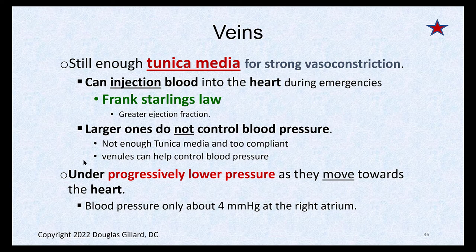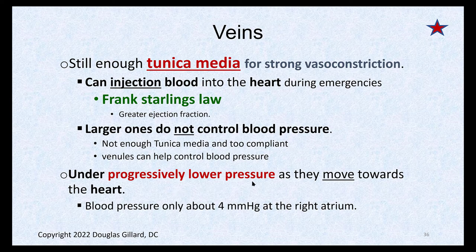Okay, the large ones, like the vena cava, they don't control blood pressure. They have tunica media, but it can contract only a little bit, and they don't have a lot of capacitance either. It's the medium-sized veins that really store a lot of the blood. They're under progressively lower pressure.